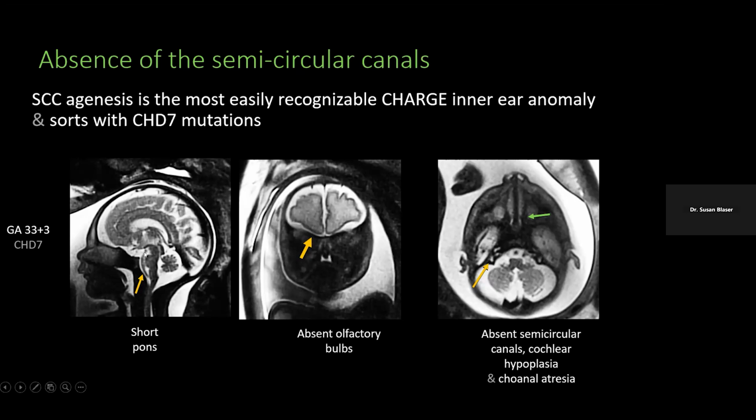So let's look at those. Bit of a short pons here. So the height is just a little too small. They often have a big cisterna magna, sometimes a rotation of the vermis, although it is formed if small. You don't have olfactory bulbs here and here. There is your actual choanal atresia. Your pinna aren't particularly cup-shaped on this particular study. They may be, and you don't have semicircular canals, no matter how hard we tried to look.